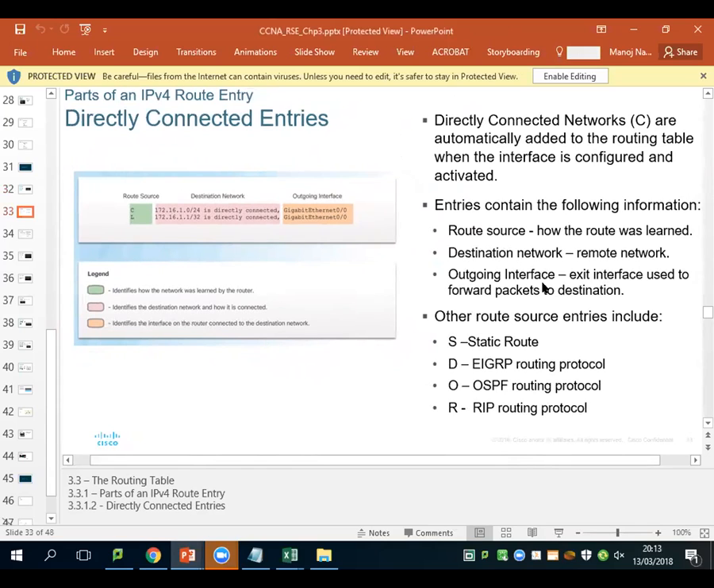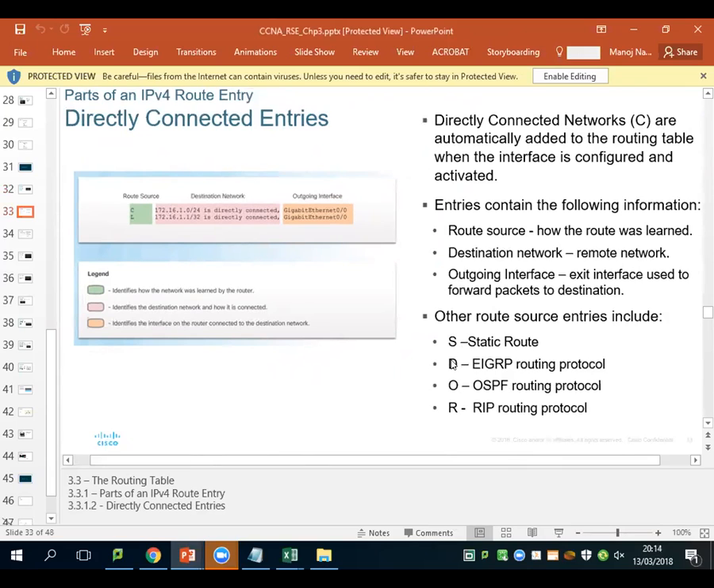Other entries, which you can't see here, include S for static route. D is EIGRP. It's not really intuitive at all, by the way. D is EIGRP, it's not what you expect, folks. So try and relate C with connected, directly connected. Relate S with static. Relate O with OSPF and R with RIP.